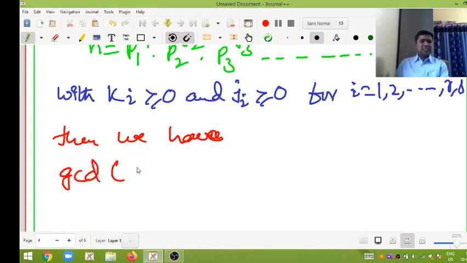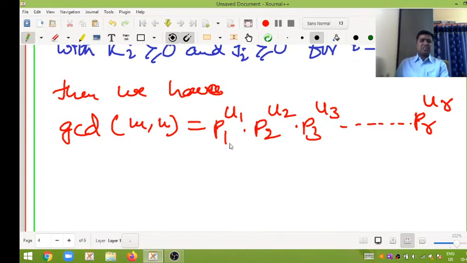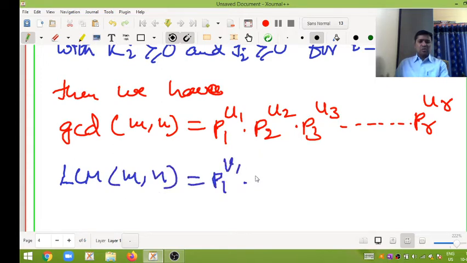GCD of the given integers m comma n is equal to p1 power u1 into p2 power u2 into p3 power u3, and so on, etc., into pr power ur, my dear friends. And LCM of m comma n is equal to p1 power v1 into p2 power v2 into p3 power v3, and so on, etc.